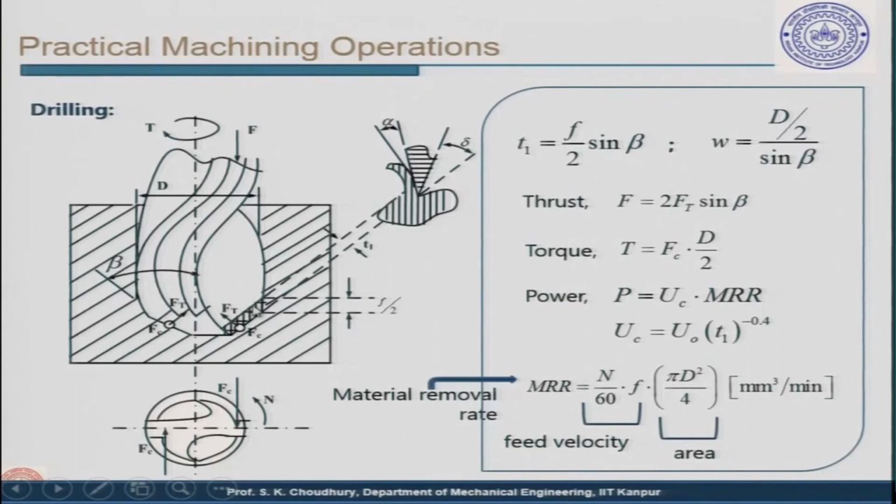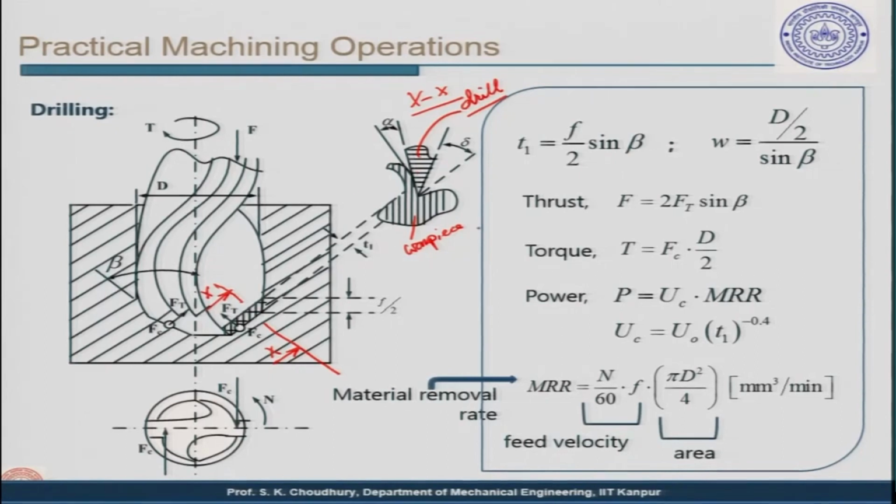Now, like in case of turning, if you actually take a section here, we can say that this is a sectional view. Since it is not shown fully, let us say this is the view x, the sectional view, and here is the workpiece. This is the drill. Here you can see only one tooth, the other one is on the other side. So, in one cross section, only one tool is shown.